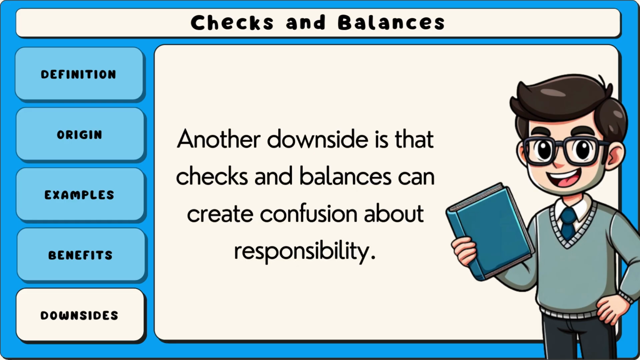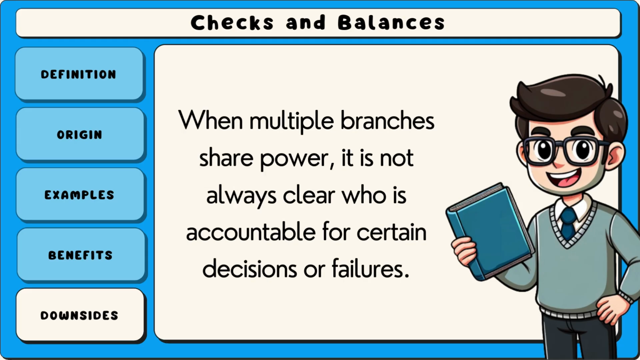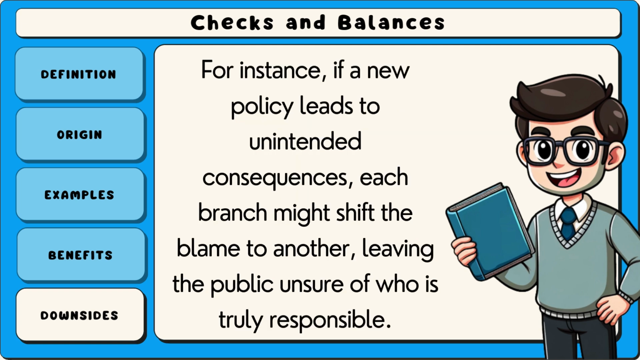Another downside is that checks and balances can create confusion about responsibility. When multiple branches share power, it is not always clear who is accountable for certain decisions or failures. For instance, if a new policy leads to unintended consequences, each branch might shift the blame to another, leaving the public unsure of who is truly responsible.